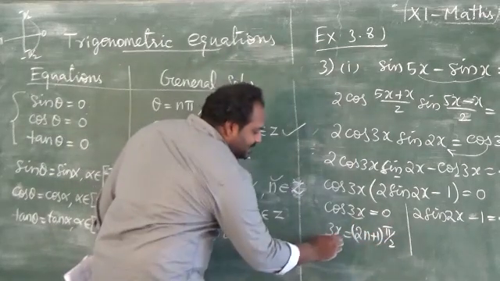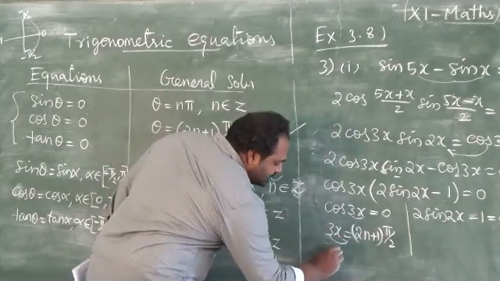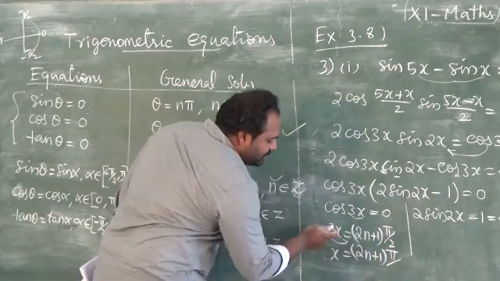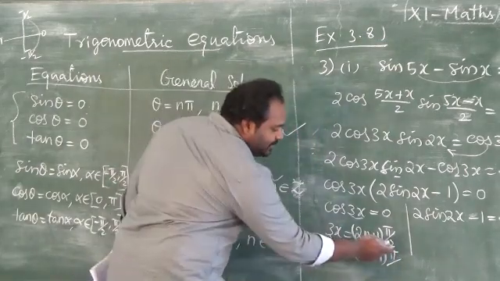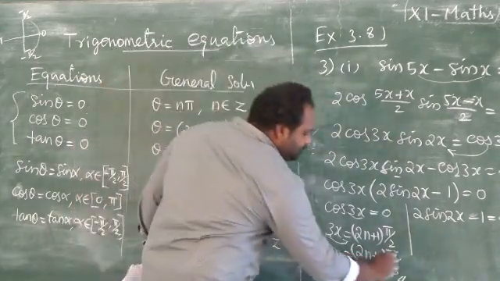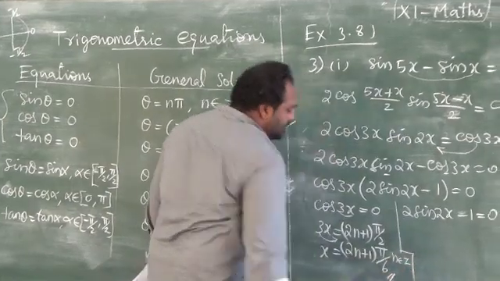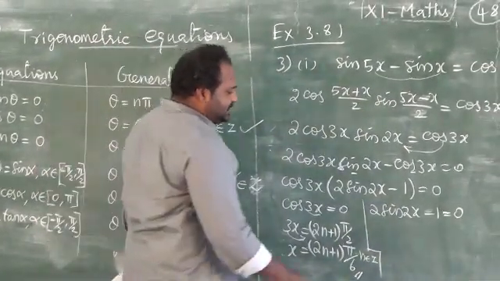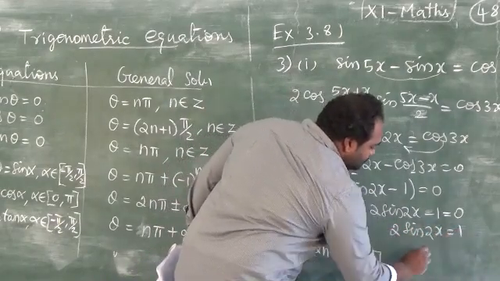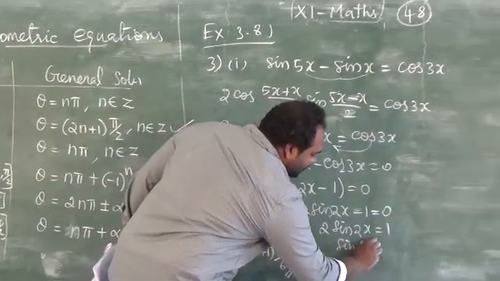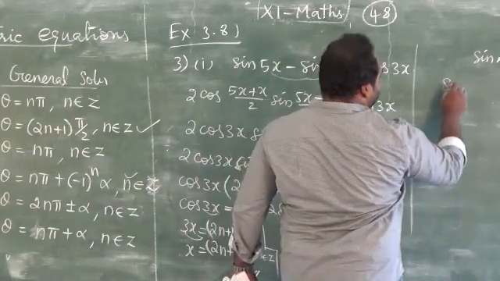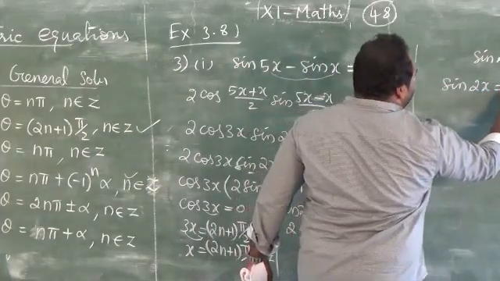I need only the x value, so carry this to the other side. x equal to (2n plus 1) pi by, if I bring it to this side it will be in the denominator, so it will be multiplied with the 2, it is 6. This is the answer, n belongs to Z. So this is one answer for x. Next, go to this factor: 2 sin 2x equal to 1, so sin 2x equal to 1 by 2.